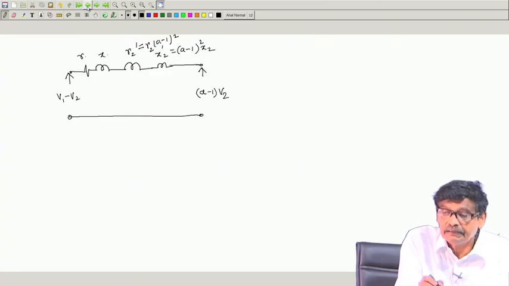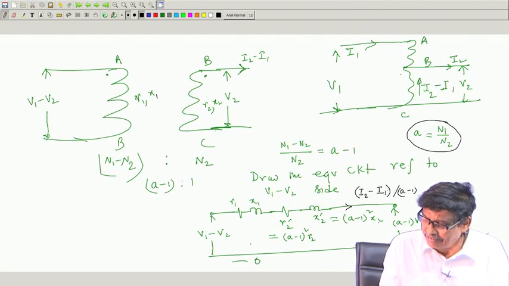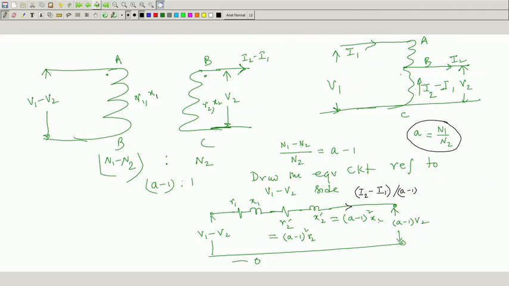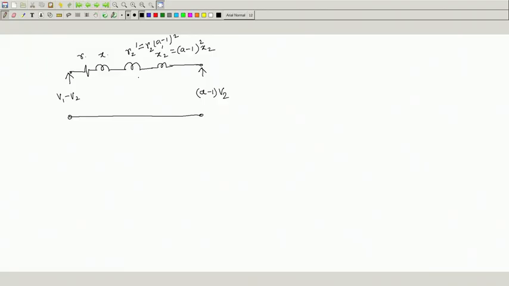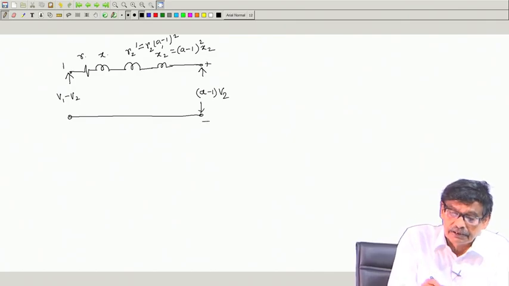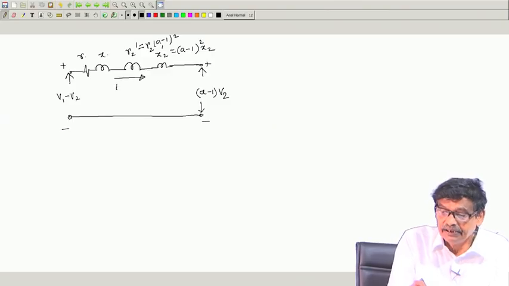You see, this voltage is A minus 1 times V 2. This diagram only I have redrawn afresh. Now, in this equivalent circuit, this is plus minus as usual, and this current is I 2 minus I 1 divided by A minus 1.